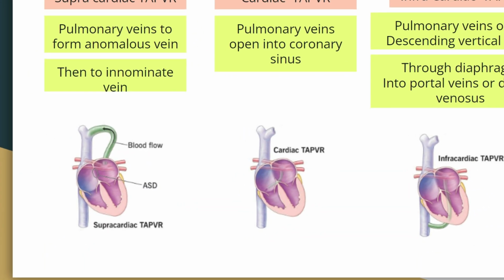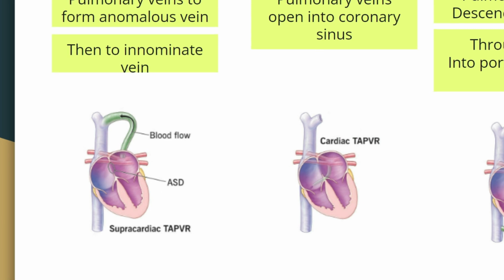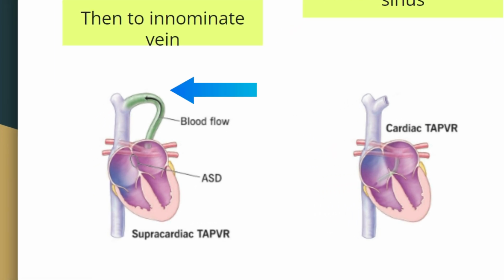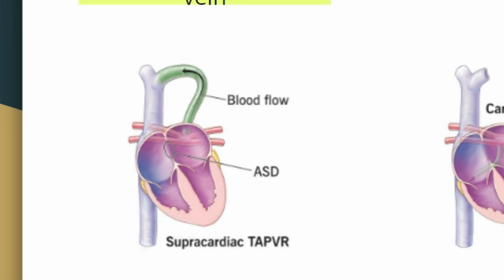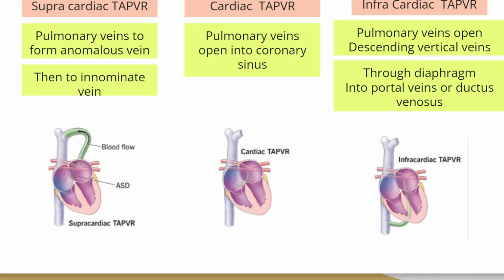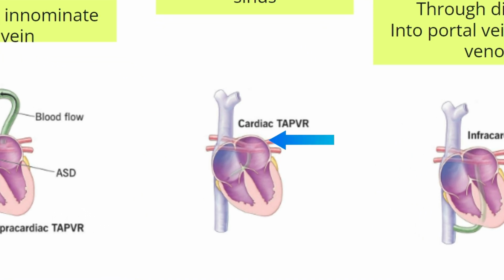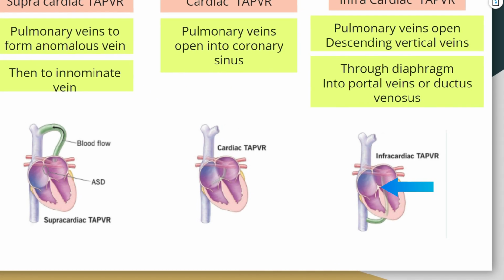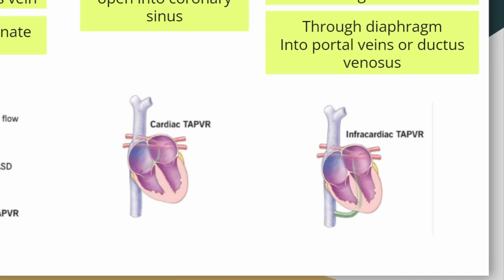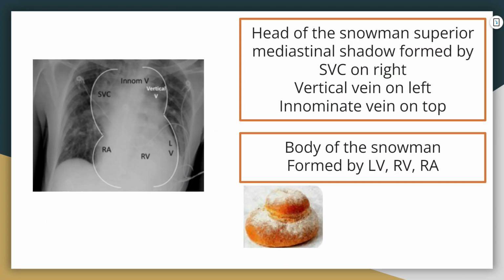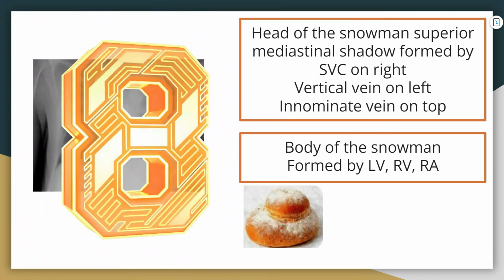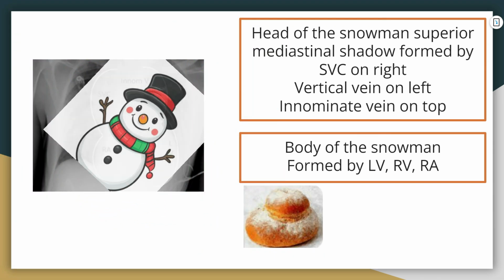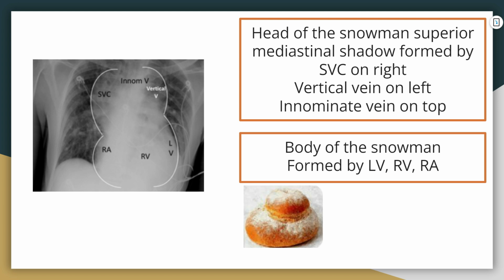In supracardiac TAPVR, pulmonary veins form an anomalous vein which then opens into the innominate vein to open into the right atrium. In cardiac TAPVR, pulmonary veins directly open into the coronary sinus, and in infracardiac TAPVR, pulmonary veins open into a descending vertical vein through the diaphragm into portal veins or the ductus venosus. In a patient with supracardiac TAPVC without obstruction, cardiomegaly is seen.